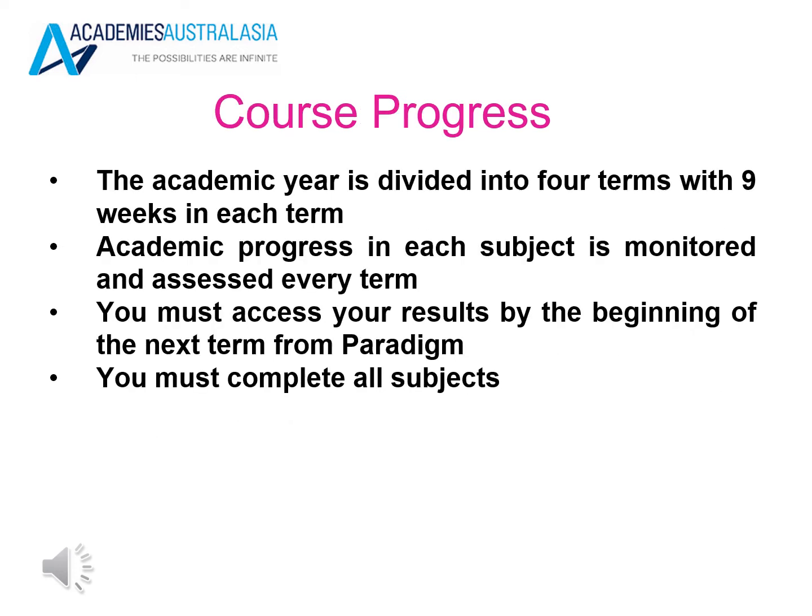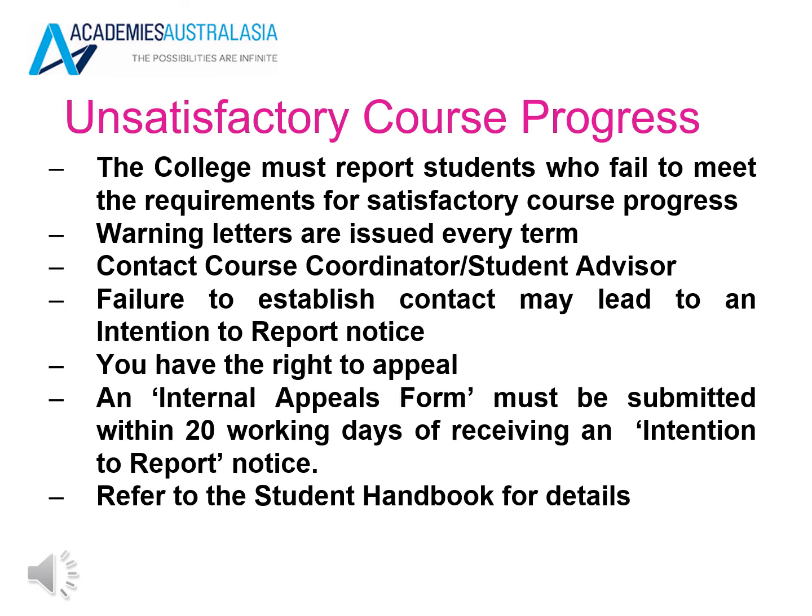The academic year is divided into weeks and terms. Academic progress in each subject is monitored and assessed every term. You must access your results by the beginning of the next term from Paradigm, and you must complete all subjects. The college must report students who fail to meet the requirements for satisfactory course progress.